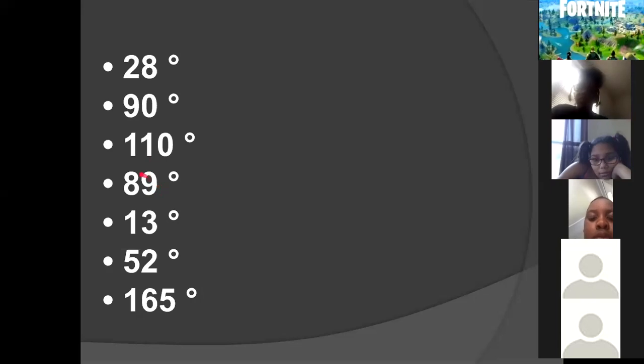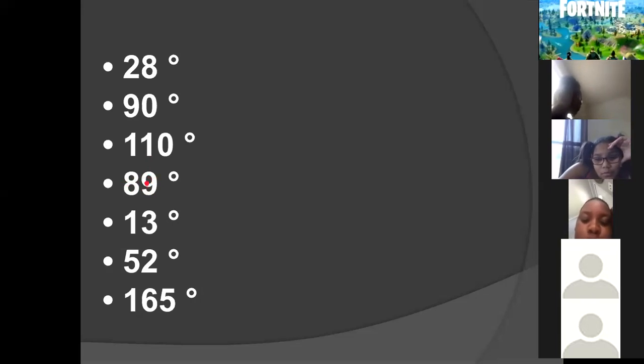What about this one, 89? Is that more or less than 90? Less. Acute. If you drew this, it would almost look like a 90-degree angle because it's only 1 degree away from being 90 degrees. It's almost a right angle, but you would not see the little square in the corner, so you would know that it was acute. What about this one, 13 degrees?